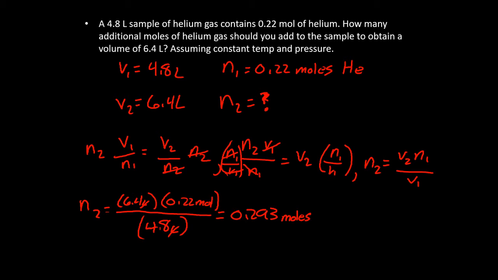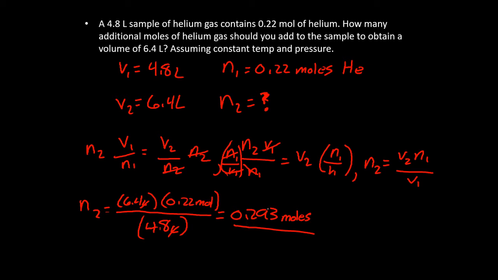Now, if you did this problem on your own and you stopped here, you were mostly correct. You actually have one more step beyond this. This is another situation here where it's important to recognize what you're actually trying to find. So in the question it says, how many additional moles of helium gas should you add to the sample? This number that we found, that's not the number of moles of gas that we added. That's the number of moles of gas at the second state.